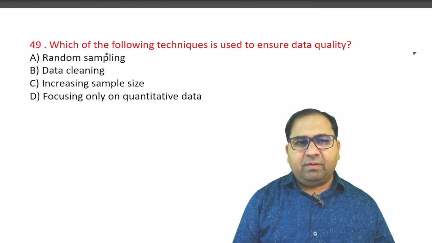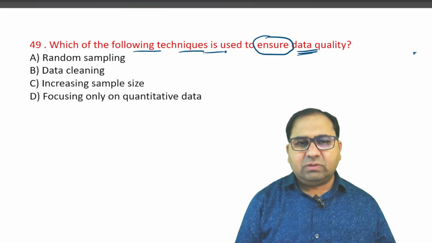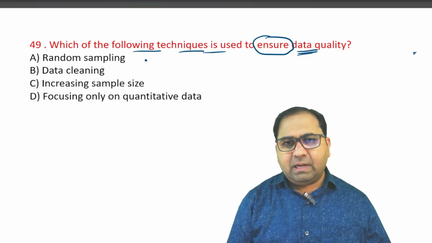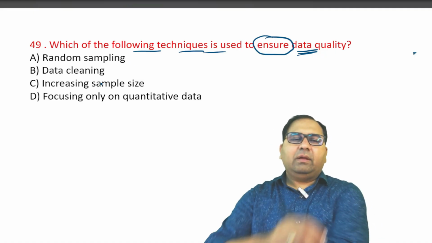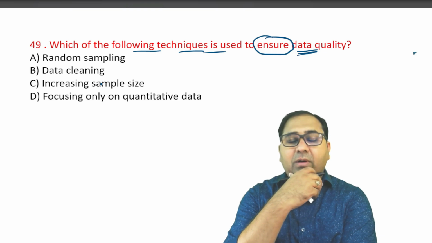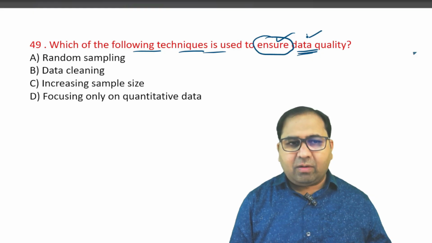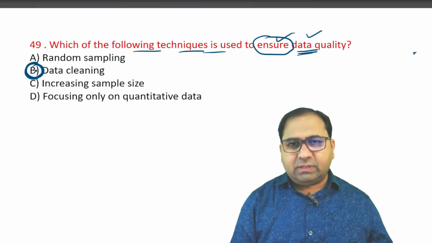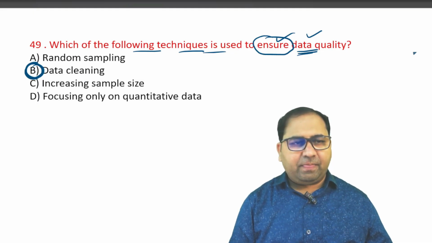Next question. Which of the following techniques is used to ensure the data quality? To ensure data quality, which of the following techniques is used? Options are A, random sampling, B, data cleaning, C, increasing the sample size, or D, focusing only on quantitative data. So to ensure a good data quality, you always need to do data cleaning periodically. This is a repeated question actually. So you have to do data cleaning, and this is the answer for this question.